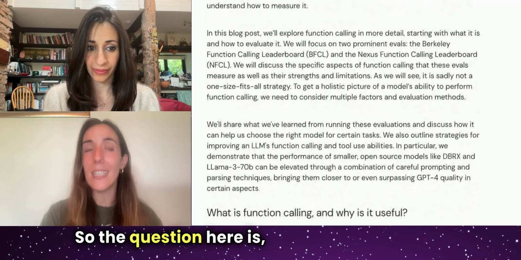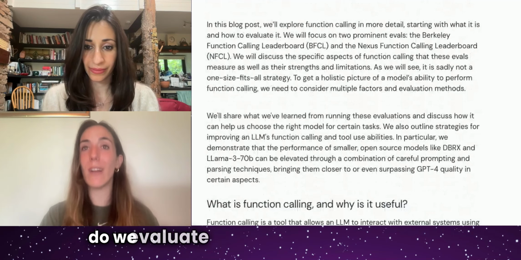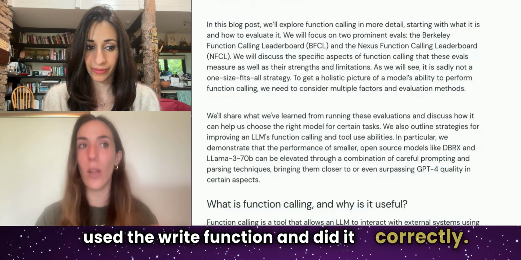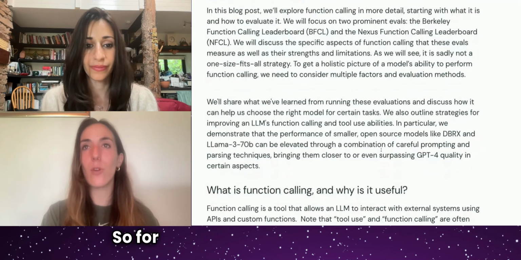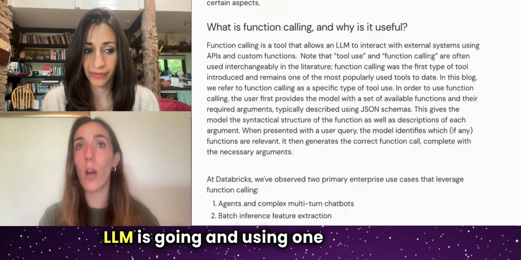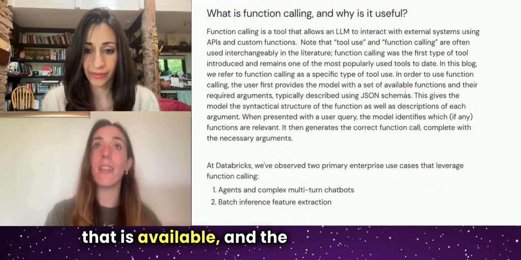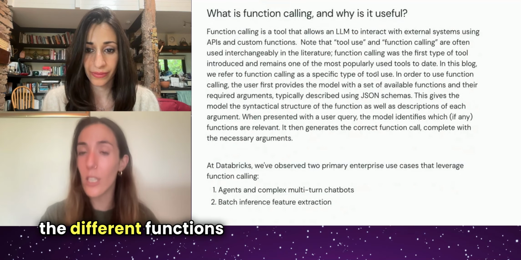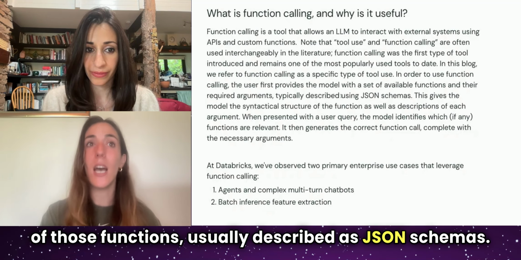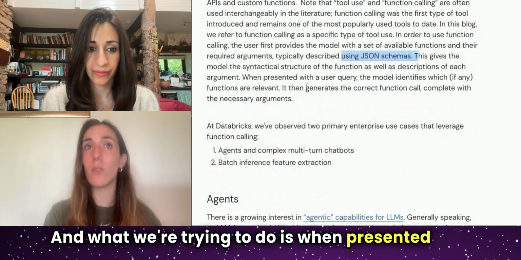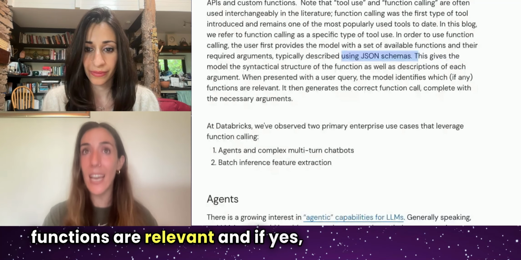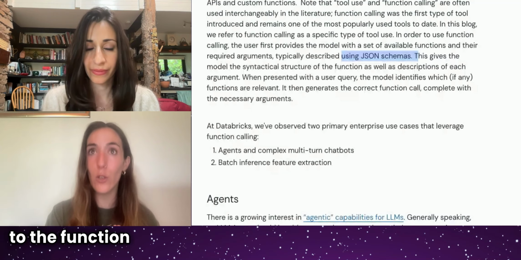So the question here is, let's say it did it. How do we evaluate that the LLM used the right function and did it correctly? For the sake of this blog, when we say function calling, we mean that the LLM is going and using one of the tools that is available. And the tool has access to different functions and the different schemas and descriptions of those functions, usually described as JSON schemas. What we're trying to do is, when presented with a user query, the model needs to identify if any functions are relevant, and if yes, generate the right call to the function and then complete the necessary arguments.